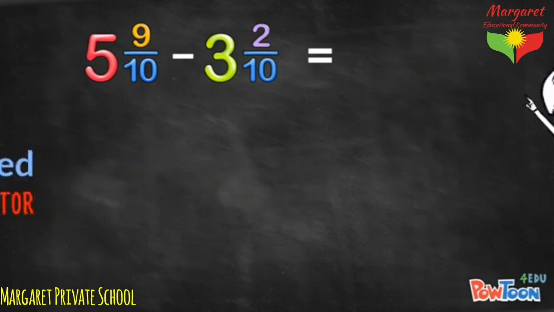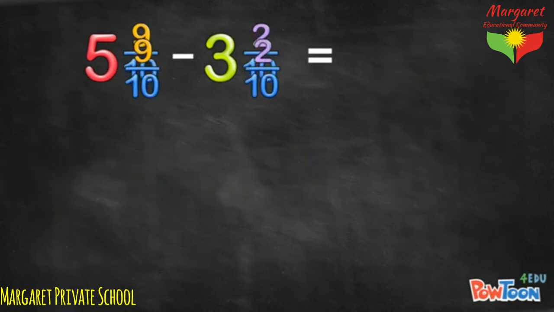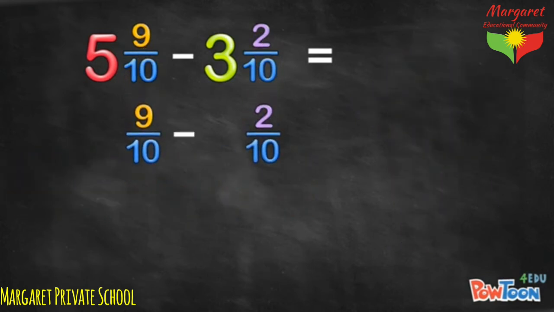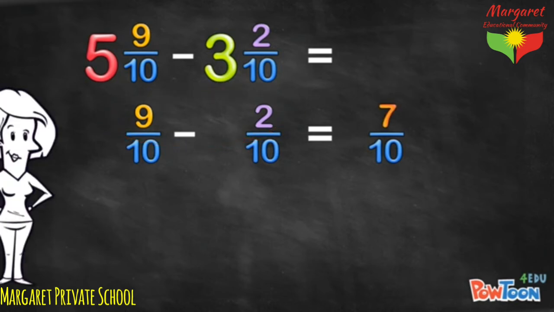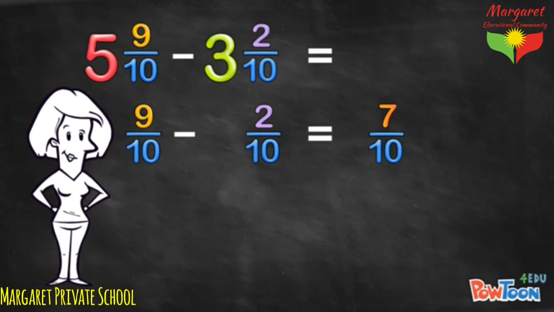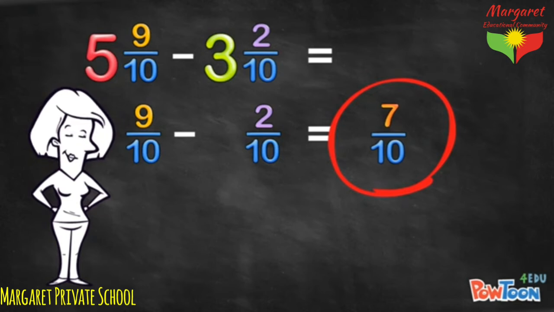We start with the fractions part. You know the denominator in the answer, it's 10. Now we work with the numerators. 9 minus 2 is 7, 7/10. We can save a bit of space on the page. If you give yourself plenty of room right here, you can complete the math on a single line.